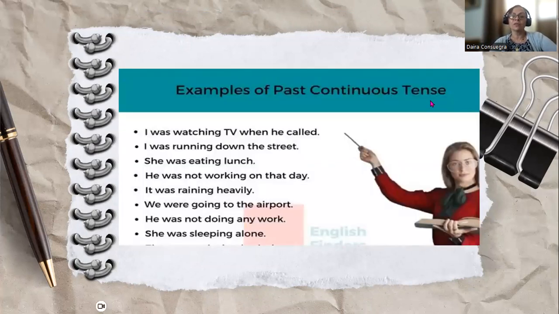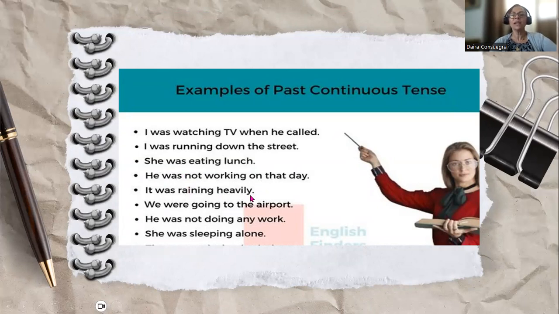Example of past continuous tense. For example, I was watching TV when he called. Estaba viendo televisión cuando él llamó. I was running down the street. Yo estaba corriendo por las calles. She was eating lunch. Ella estaba almorzando. He was not working on that day. Él no estaba trabajando ese día.